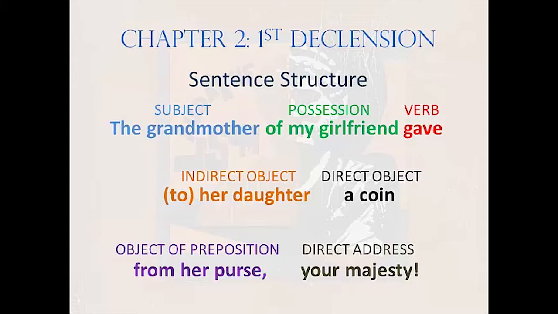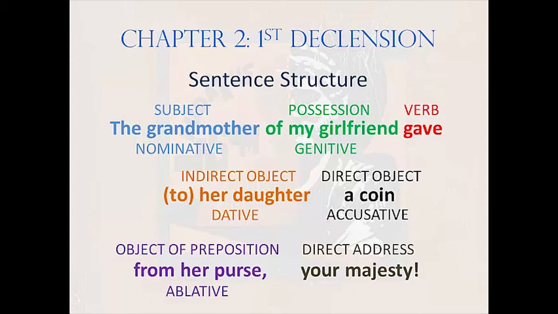In Latin, these functions are not represented as they are in English by where these words are placed in the sentence, but by the form they take, called their case. In the first instance, the subject will be nominative, so the word grandmother would be nominative if this were a Latin sentence. The next phrase, of my girlfriend, which shows possession, would be in the genitive case. We'll skip the verb gave, since we're looking at cases and verbs don't take cases. The next noun, her daughter or to her daughter, the indirect object, would be in the dative case if this were Latin. A coin, the direct object, would be in the accusative case. Purse, the object of a preposition, would be in the ablative case, and Your Majesty, the person being directly addressed, would be in the vocative case.